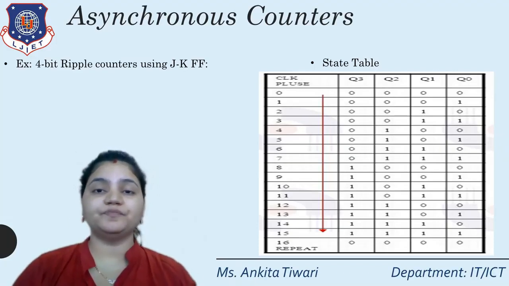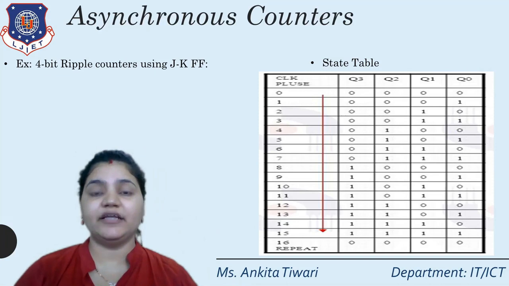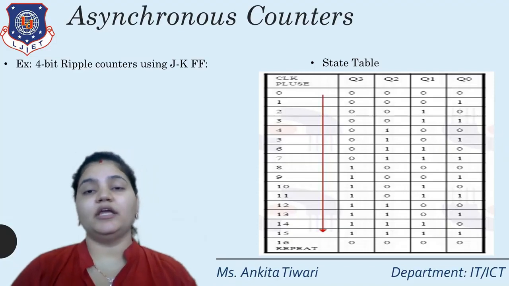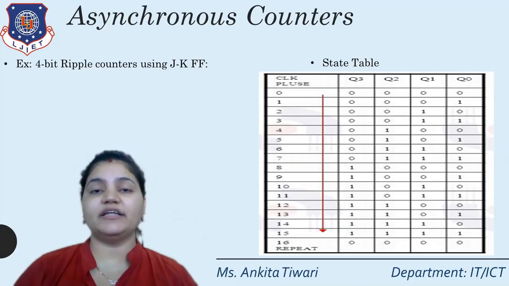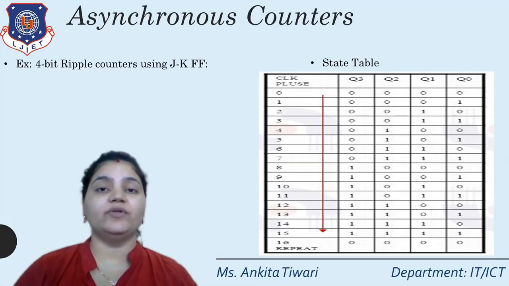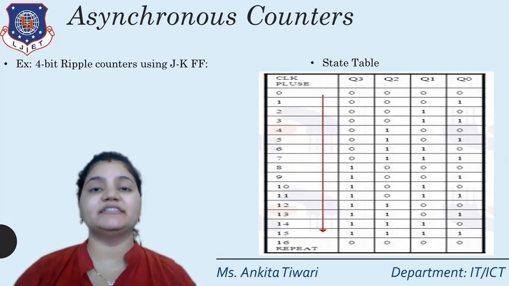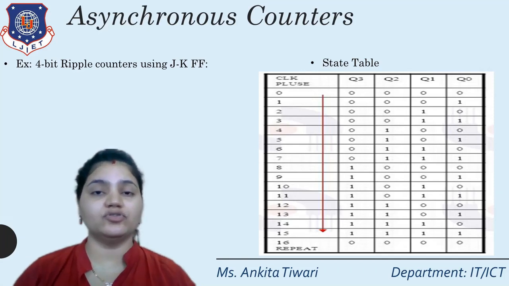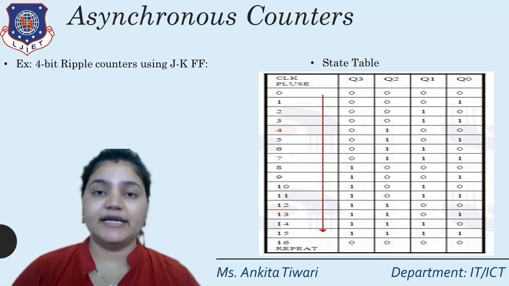Now with respect to present and next, the state table will be defined. It comprises 2 columns, that is present state and next state. In present, it will start with 0, 0, 0, 0 and the last value will be 1, 1, 1, 1. And in the next state, it will start with 0, 0, 0, 1 and the last value will be 0, 0, 0, 0. So this is what the state table is.